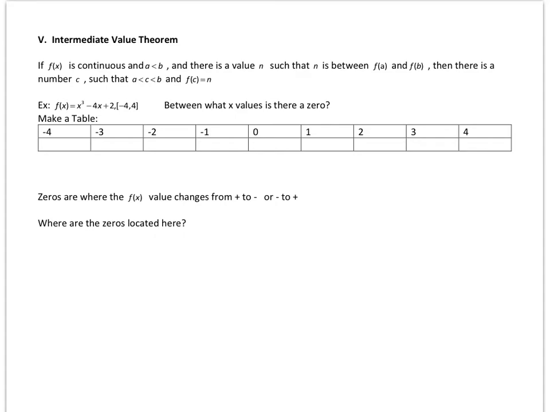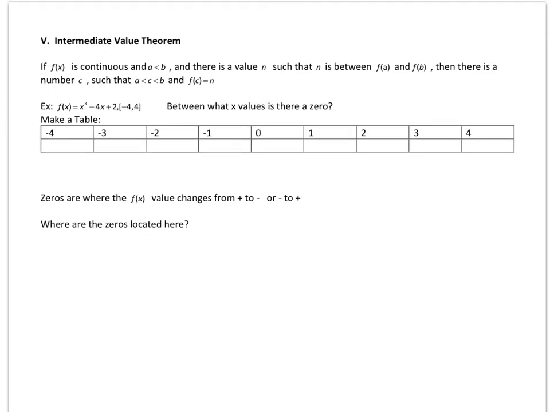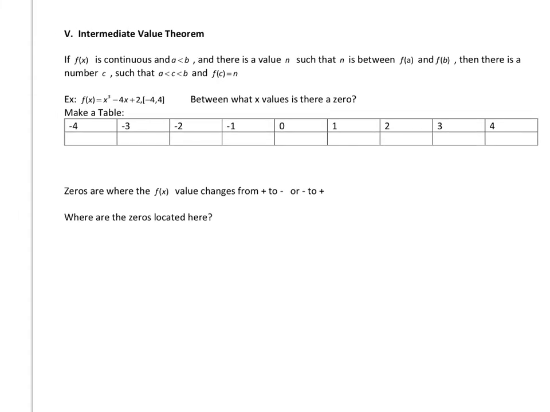It states if f of x is continuous and your a is less than b, and there is a value n such that n is between f of a and f of b, think of a and b as your x values. Then there is a number c such that a is less than c is less than b, and f of c equals n. So really what that means is if I make a table from these values, even if I don't know what the graph looks like or I don't know anything, I should be able to figure out where there is a 0.